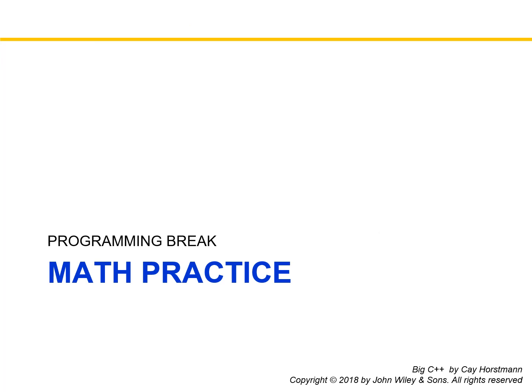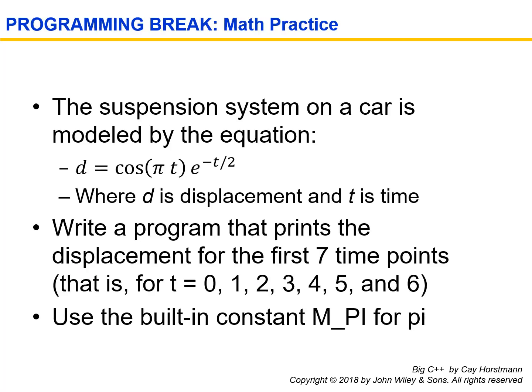So we've reached the end of this lecture. Thank goodness. It's time for a little bit of programming practice. The program I want you to practice on: the suspension system on a car is modeled by the equation d equals cos(pi t) e to the t over 2. D is the displacement, how far the car moves when you hit a bump, and t is time. I want you to write a program that picks the first 7 time points, t is 0, 1, 2, 3, 4, 5, and 6, and just prints out d for each of those time points.